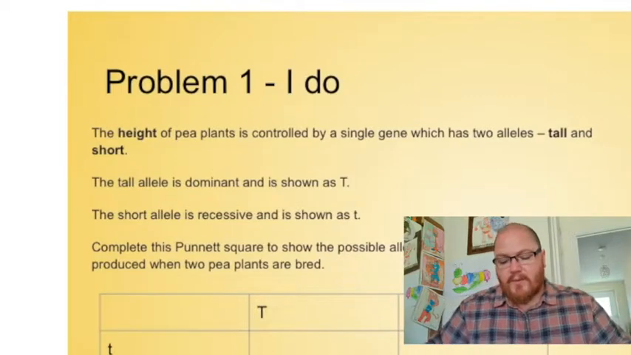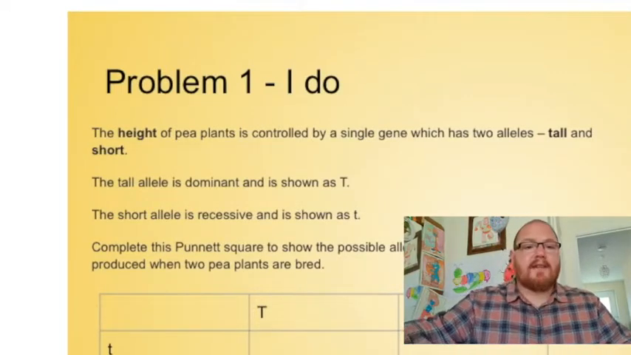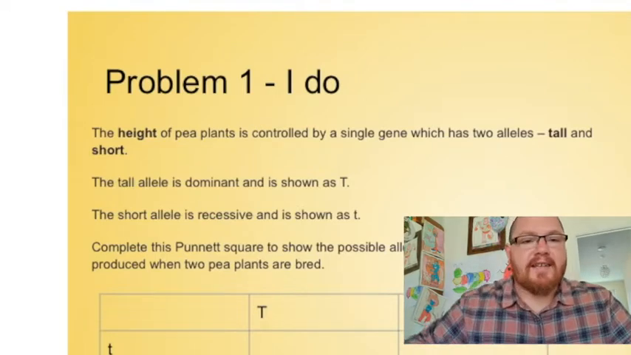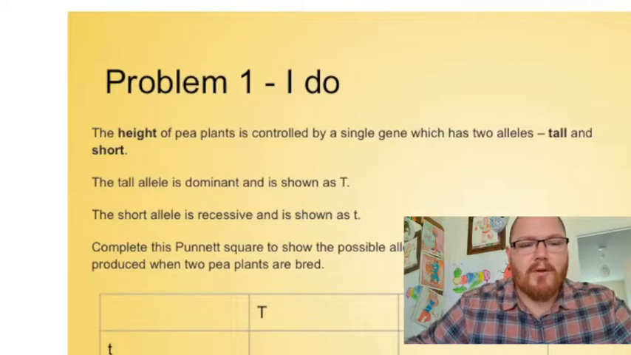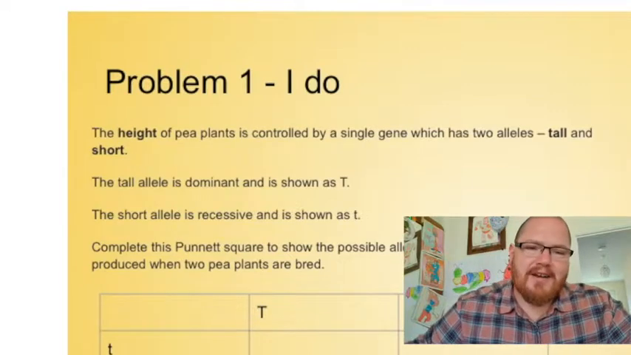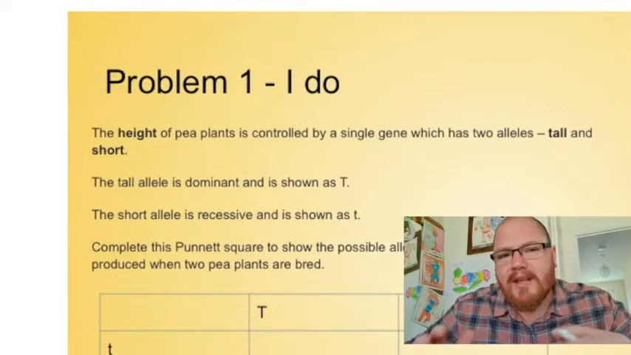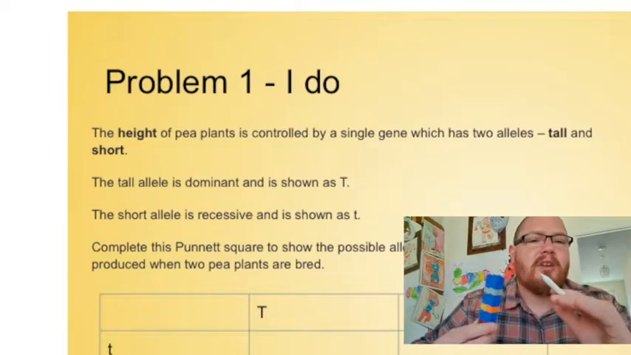Problem 1. I'm going to do this one for you. The height of a pea plant. Now, biology's very, very interesting. It's very, very exciting when we're dealing with pea plants. All right, that's when you know you're there. Okay, the height of a pea plant is controlled by a single gene. Now you'll always have that in a question. They'll always try and complicate it. A single gene. They just mean, look, we're just dealing with one gene. We're going to keep things easy.